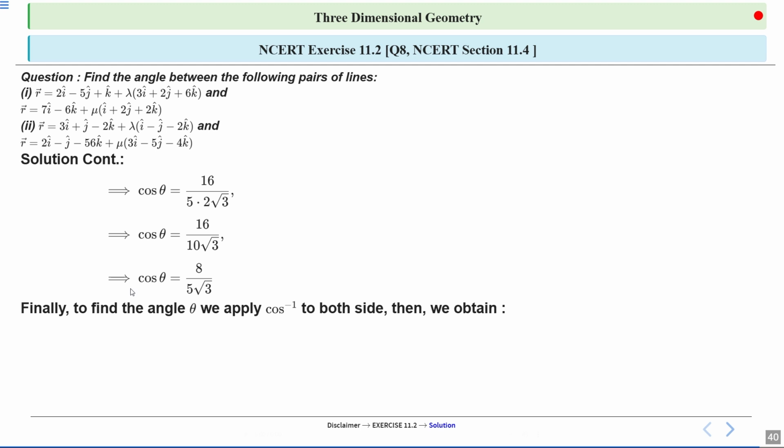Finally, to find the angle theta, we apply cos inverse to both sides. Then we obtain theta equals cos inverse of 8 divided by 5 times root 3. So this is our final answer.